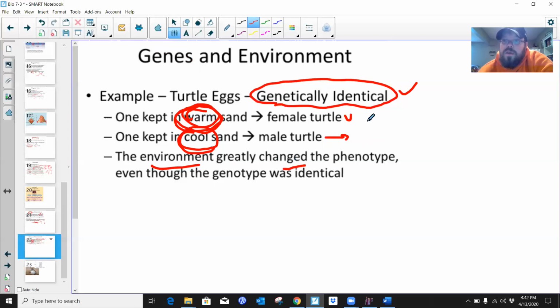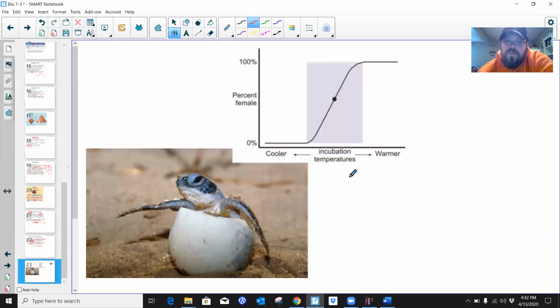We get this, even though yes, turtles are different than humans, but we get this from a human perspective. Males and females are different, right? And there are distinct differences between the two. Now, despite the fact that their original genotype was identical, the environment is what caused them to be either male or female.